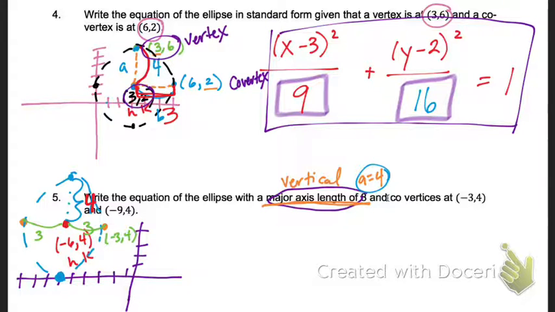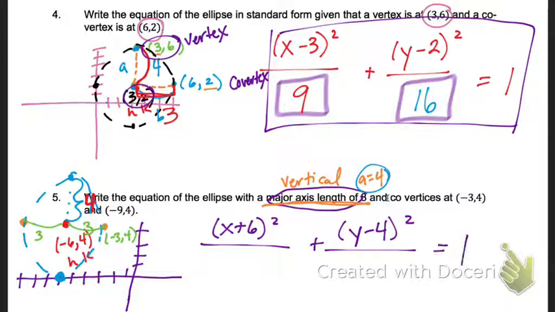So now I'm going to just fill in my equation. So x plus 6 squared, and then over something. I usually fill that in last. Plus y minus 4 squared over something equals 1. Now, you guys told me that it was a vertical, and so vertical means that the bigger number is going to go under which? Under the y. The bigger number is 4, and 4 squared is? The smaller number is 3. 3 squared is? Good.